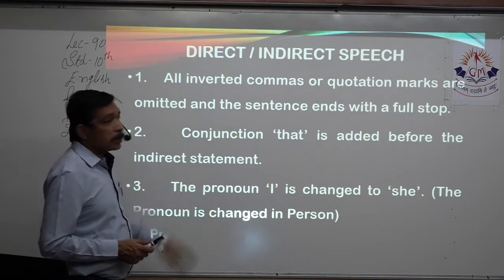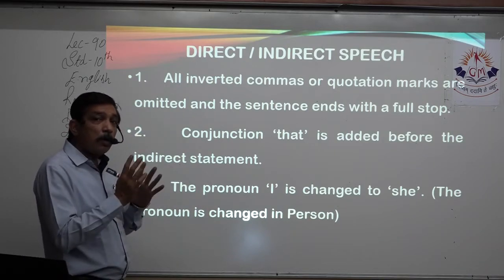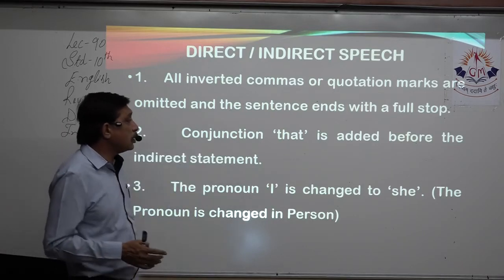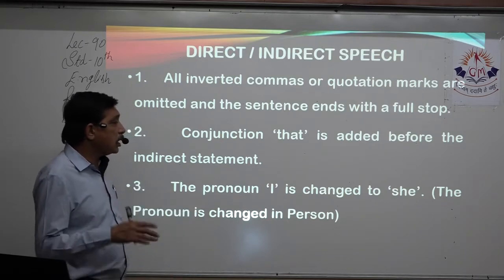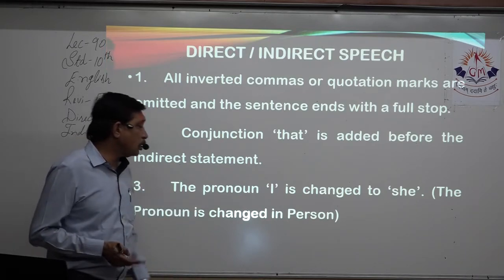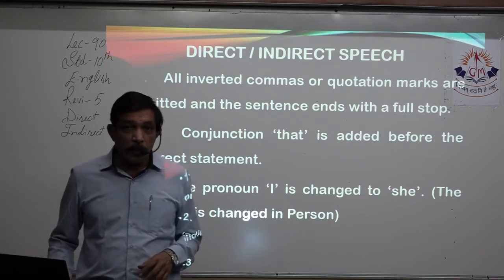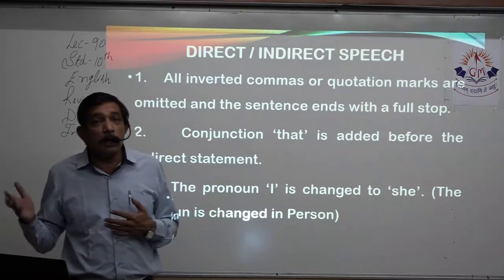Second, the conjunction that is added when we remove the comma and the opening inverted quote. When we omit that, we insert that. The conjunction that is used before the indirect statement. The pronoun I is changed to she. The pronoun is changed in person. Now pronoun I, we change it to third person: he, she, it.